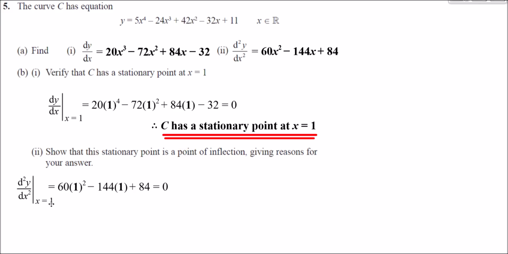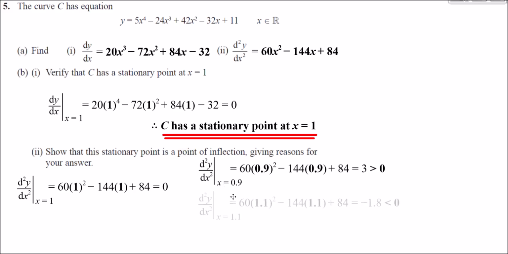So if I just go for 1 minus 0.1 and evaluate d squared y over dx squared when x is 0.9. So when x is 0.9, d squared y over dx squared is 60 lots of 0.9 squared minus 144 lots of 0.9 plus 84, which equals 3. Importantly, that's greater than 0. If I now go 0.1 higher than 1 and try what the second derivative is when x is equal to 1.1, I'll get a value here now of negative 1.8, and importantly now that's less than 0.